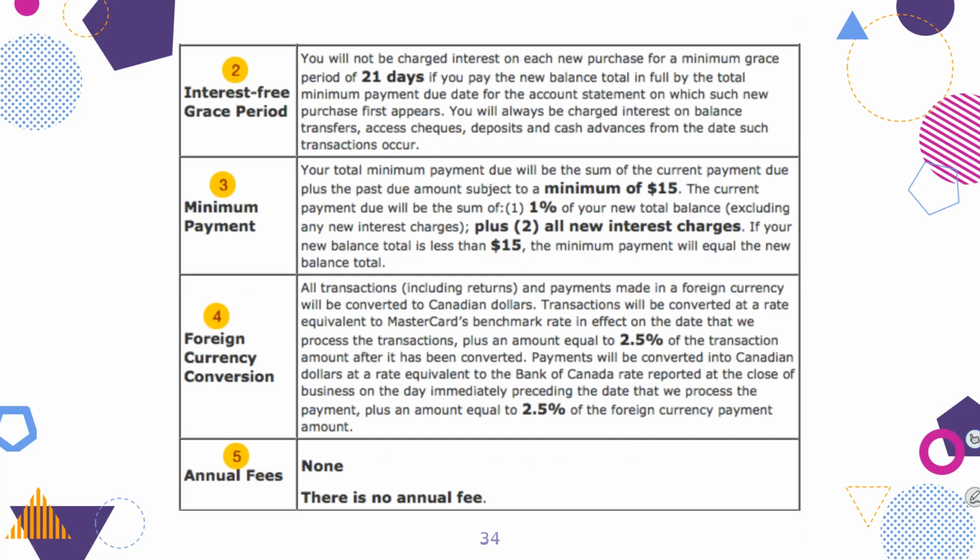Then they have other things that I'll tell you about. So, an interest-free grace period. This is standard and this is kind of confusing for many folks. So this says you will not be charged interest on each new purchase for a minimum grace period of 21 days if you pay the new balance total in full by the total minimum payment due date for the account statement on which such new purchase first appears. You will always be charged interest on balance transfers, access checks, deposits, and cash advances from the date such transactions occur. So what this means is that when you buy something, you have 21 days before interest is being charged to you, as long as you keep paying off your balance.